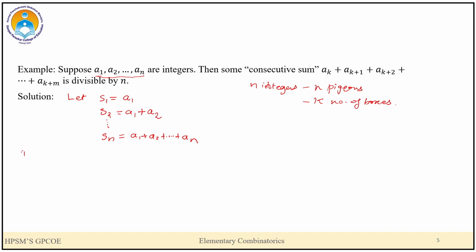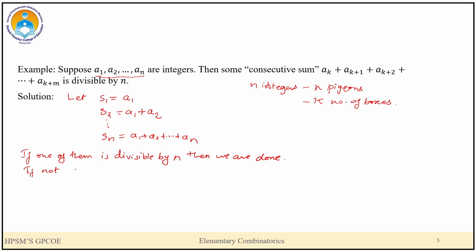So if one of them is divisible by n, then we are done. Okay? If not, which means that none of these sums are divisible by n, then when we divide S1, S2 or Sn by n, the possible remainders that we get can be 1, 2 up to n minus 1. We cannot get 0 because they are not divisible by n.